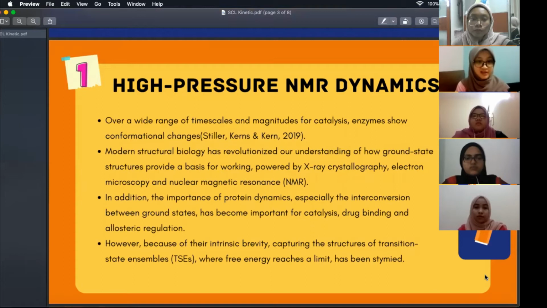catalysis study in long time scales, we can see that the enzymes show conformational changes, and modern structural biology has had a revolution in our understanding of how the ground state structure provides a basis for working. And this is powered by three things: the first one is X-ray crystallography, the second is electron microscopy, and the third is nuclear magnetic resonance, which is known as NMR.